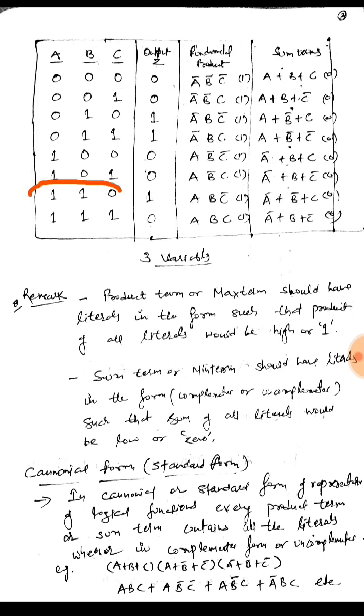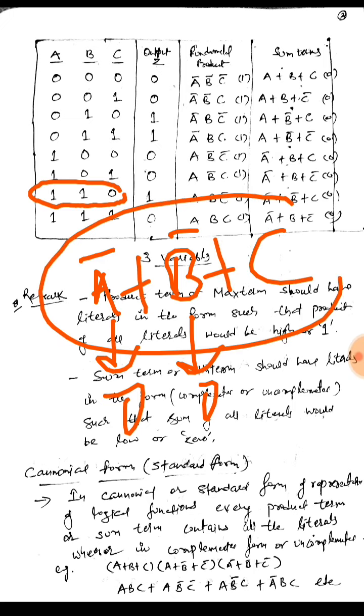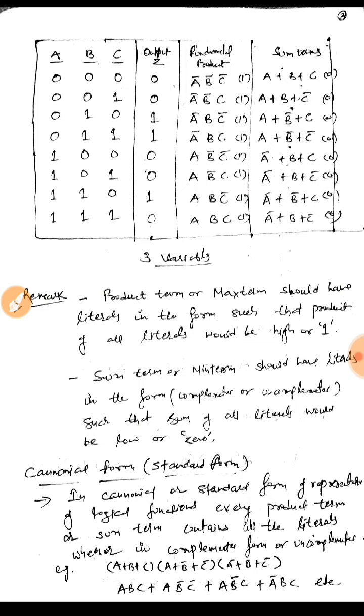And if I take this combination 1 1 0, so a is 1, b is 1, c is 0. So I will take a bar, which makes it 0, plus b bar, which would make it 0, and c is already 0, so it would remain c. So it would be now 0. So in min terms I will take the values of the variable such that, whether in complemented or uncomplemented form, that will make the whole sum term 0, and in max term it will make the whole product term 1.